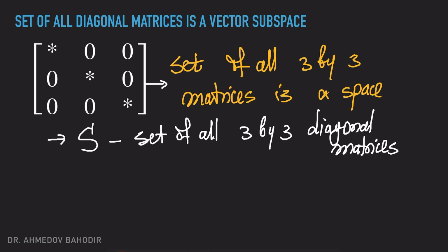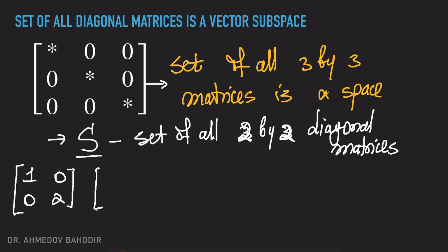This is going to be a vector subspace because all of the linear combinations of these diagonal matrices are going to give you a diagonal matrix again, right? For example, let's make it 2 by 2. Let's say you're given 1, 0, 0, 2. You can add this to another diagonal matrix, 3, 0, 0, -3, for example. And the sum is going to be a diagonal matrix again, right?